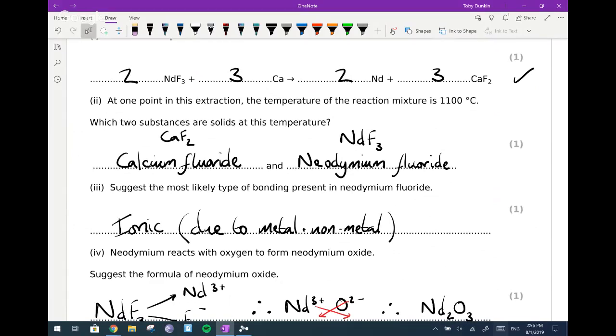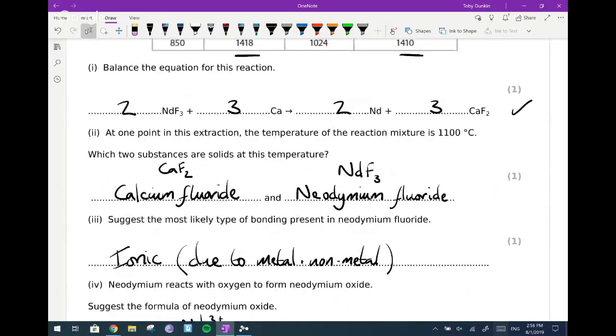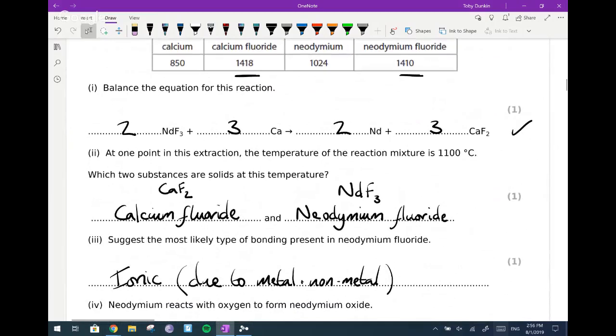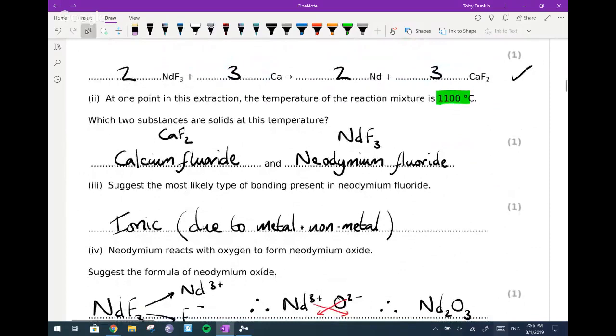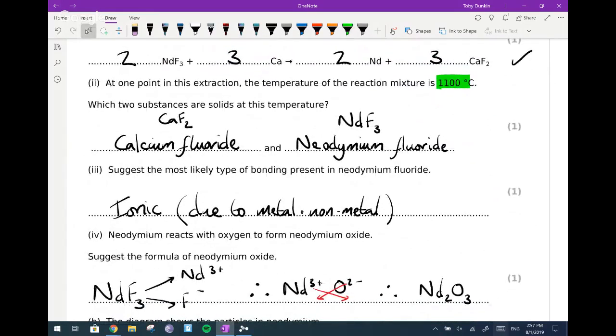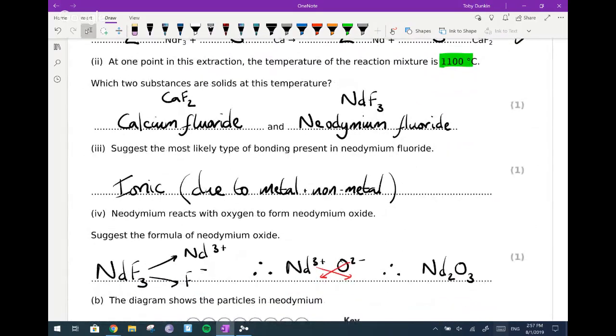Two substances that would be solids at room temperature. Right. So we get to see, they've given us a temperature, and they've given us the melting points. And what we realize is the only ones that are going to be solids are the ones that are above. So, plot them down. Suggest the most likely type of bonding in neodymium fluoride, metal, non-metal. Going to be ionic. Very reasonable.